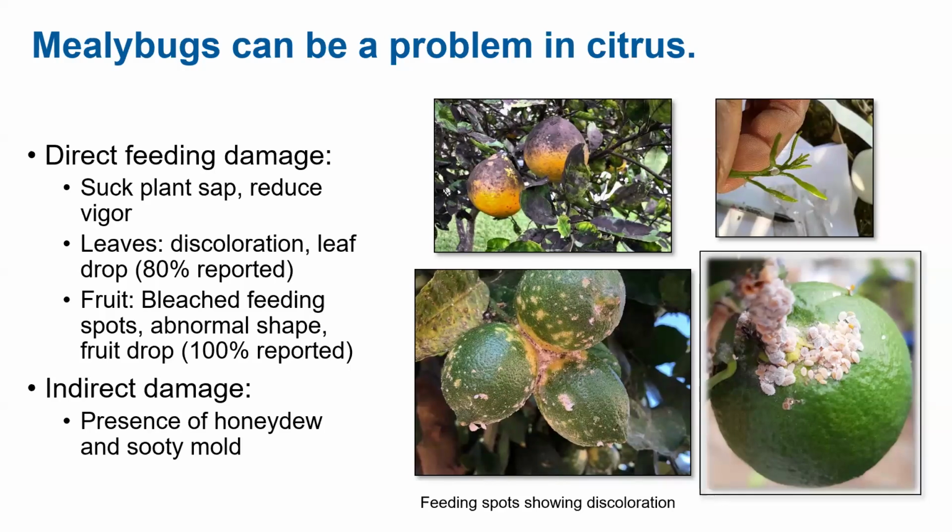And because they feed on phloem, they tend to produce a lot of honeydew, and sooty mold grows on this honeydew, and presence of honeydew and sooty mold at the time of harvest can affect marketability of fruit.